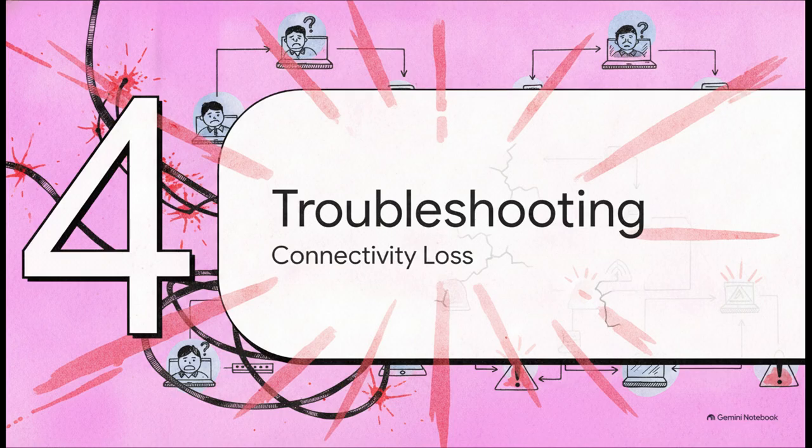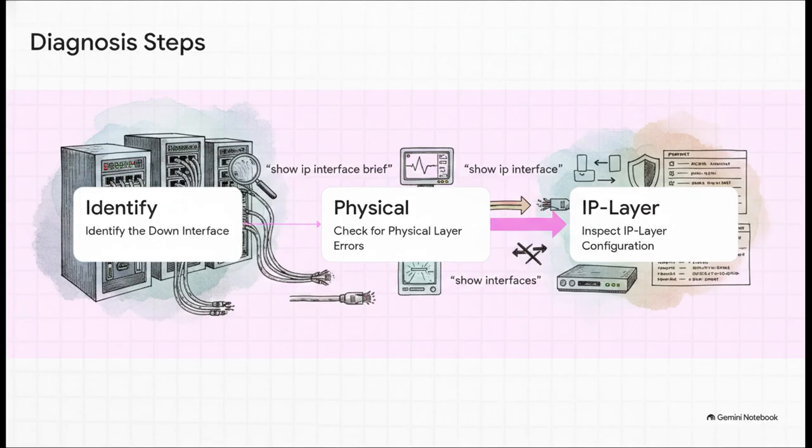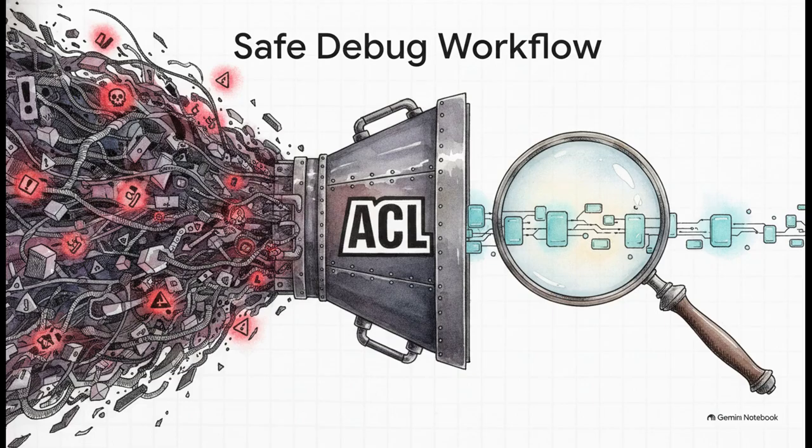Which naturally leads us to Section 4, Troubleshooting Connectivity Loss. Because let's face it, we don't just build networks, we fix them when they break. When the red lights start flashing and users are screaming that the internet is down, do not panic. Just follow this escalation path. Start broad. Use show ip interface brief to identify exactly which interface is down. Zoom in on the culprit with show interfaces to check for physical layer errors, like high CRC errors pointing to a bad cable. If the physical layer looks good, move up the stack. Inspect the IP layer with show ip interface to check if a rogue access control list is suddenly dropping your packets.